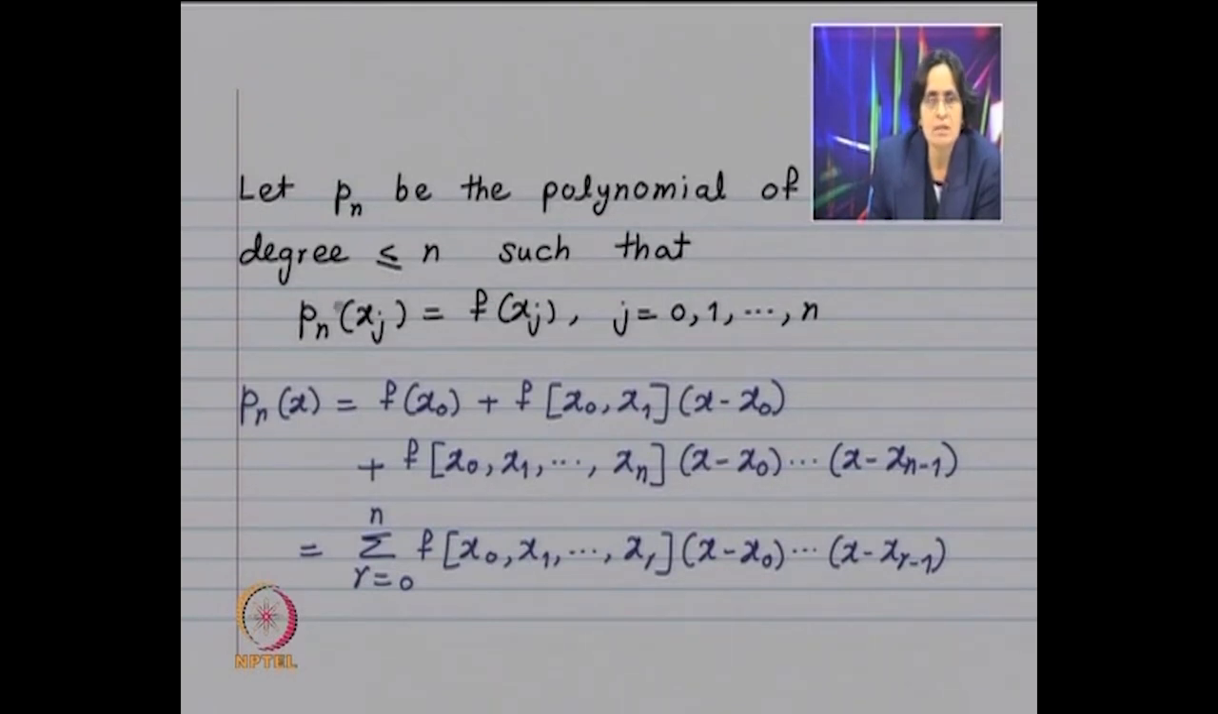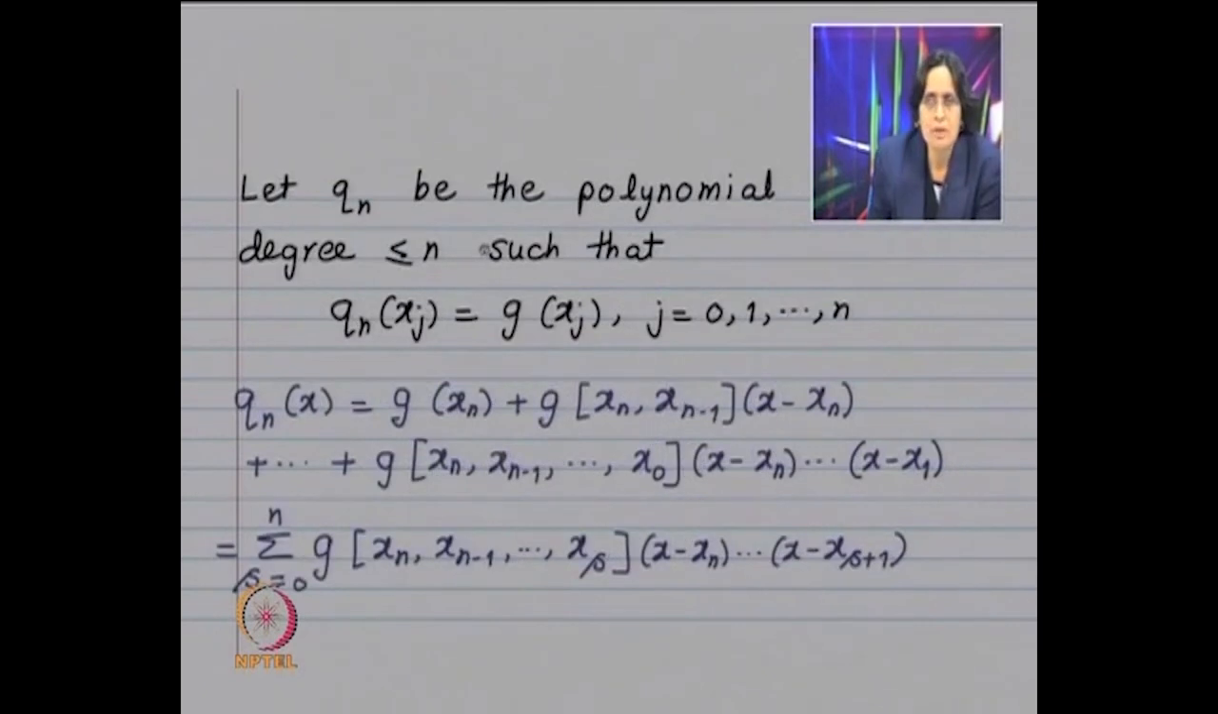Now, we will look at a similar polynomial for function g. So, q_n is the unique interpolating polynomial interpolating g at x_0, x_1, ..., x_n. The interpolating polynomial is determined by the interpolation points. The order of the interpolation points does not matter.